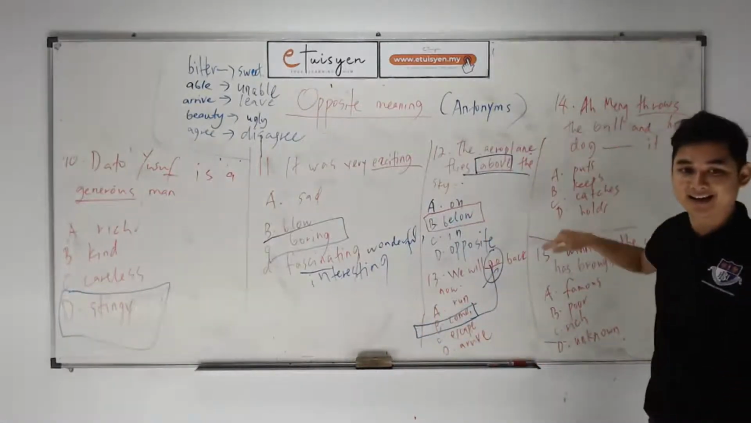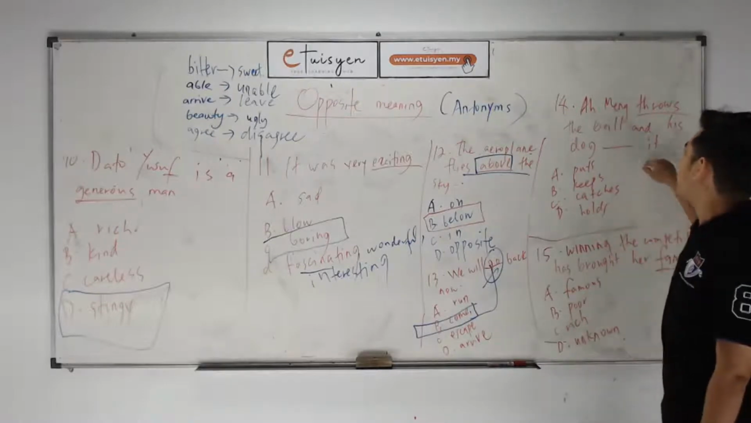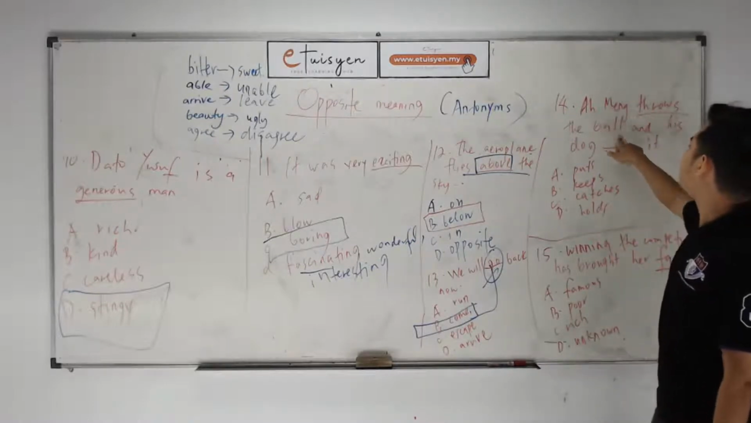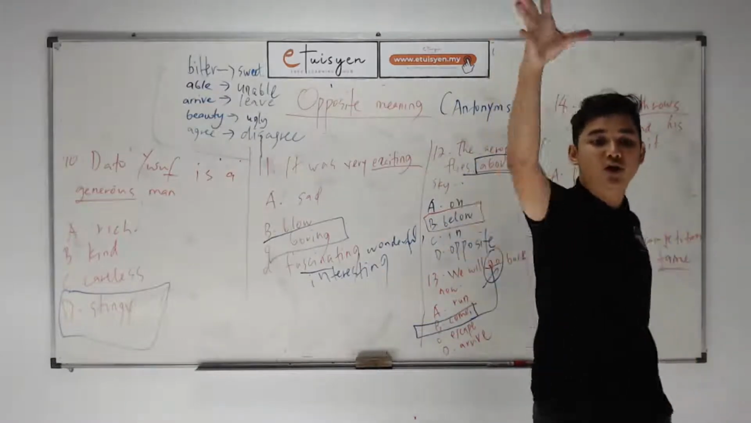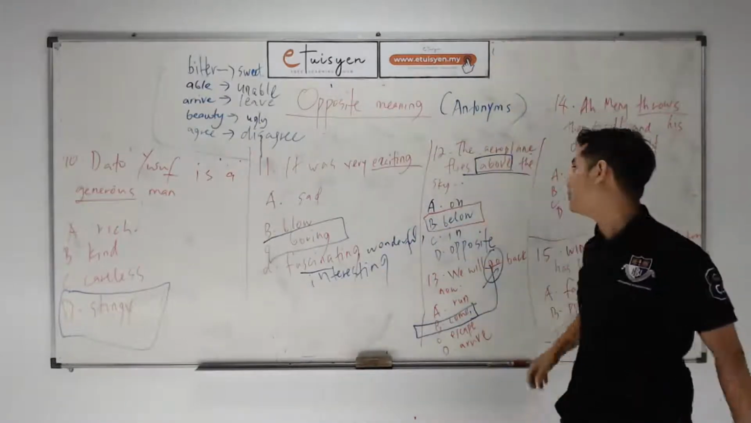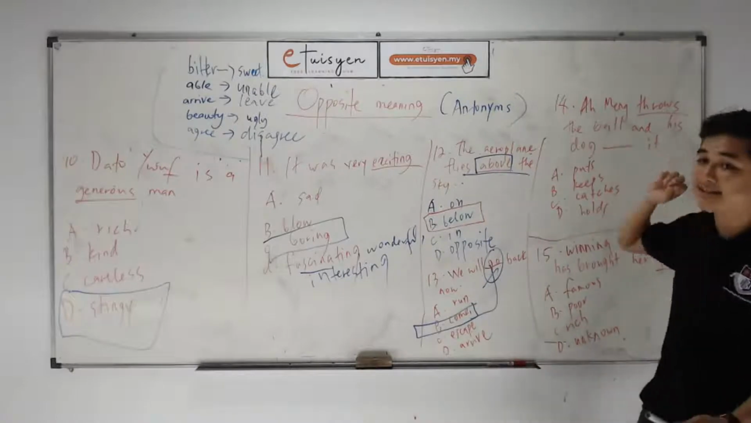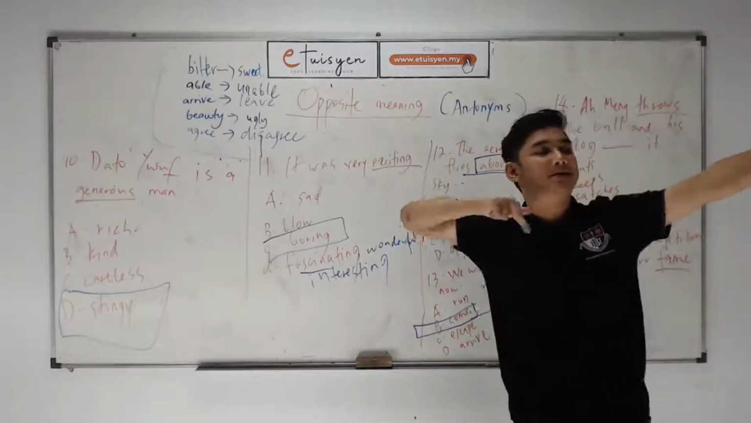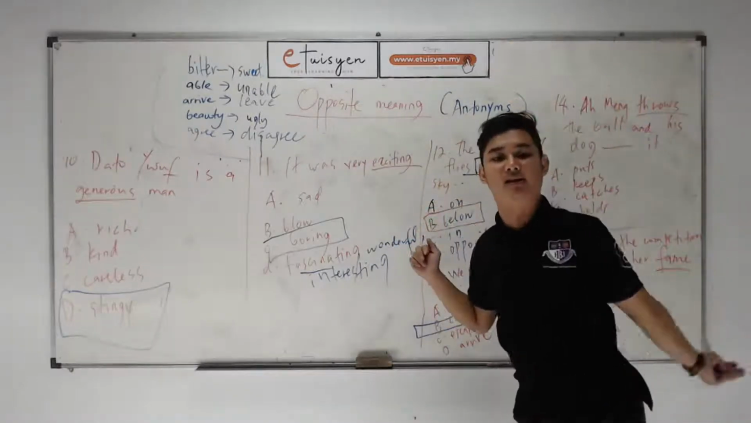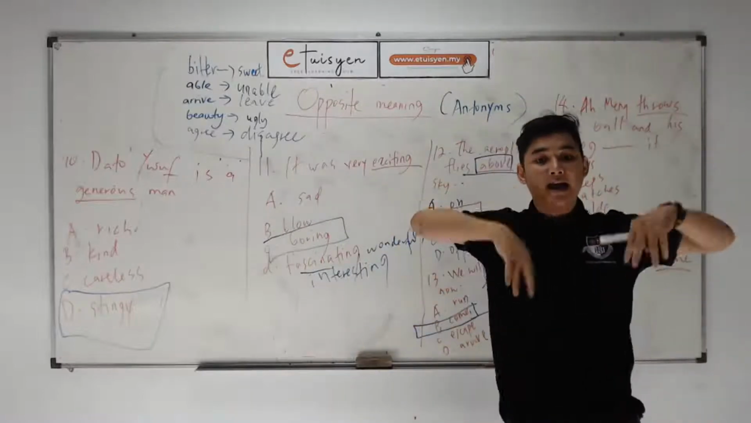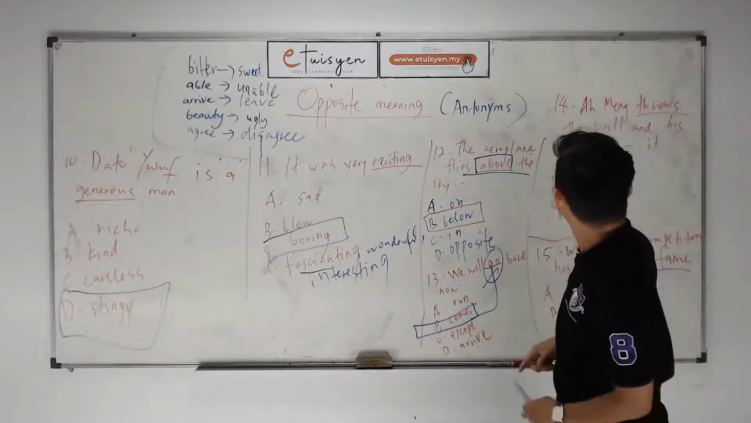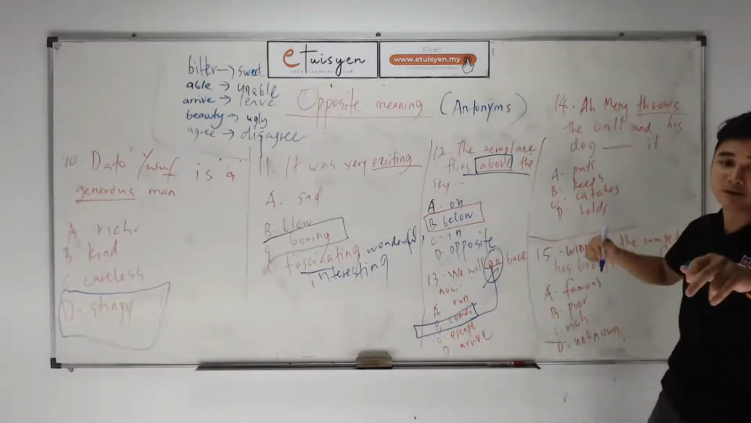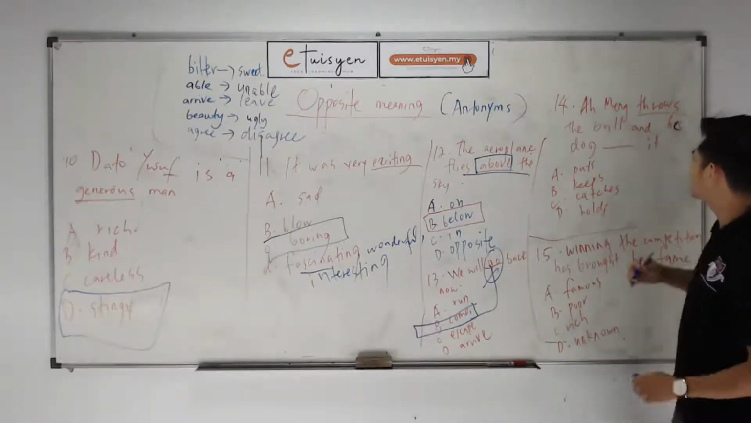The last one, 15. Sikit je lagi. Ahmed throw the ball and his dog eat. Ahmed throw the ball. Okay, dia buang bola. And his dog. So, ada dua subjek. Ahmed buang bola. And her dog, right? His or her. Sorry, Ahmed is a woman. Sorry, guys, it was my mistake. Her dog.